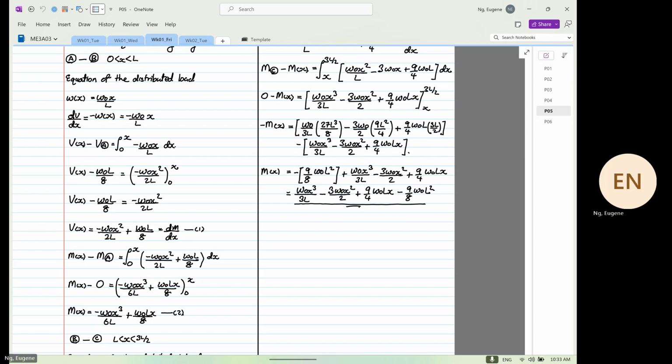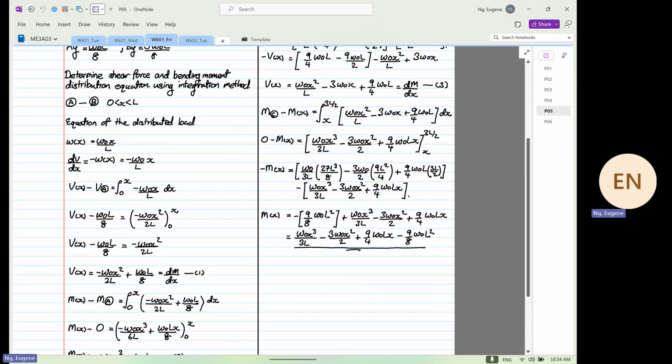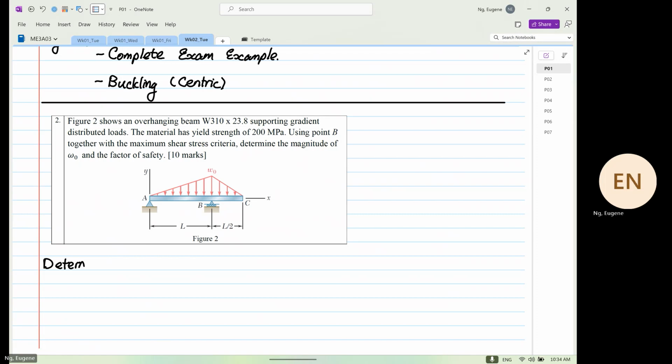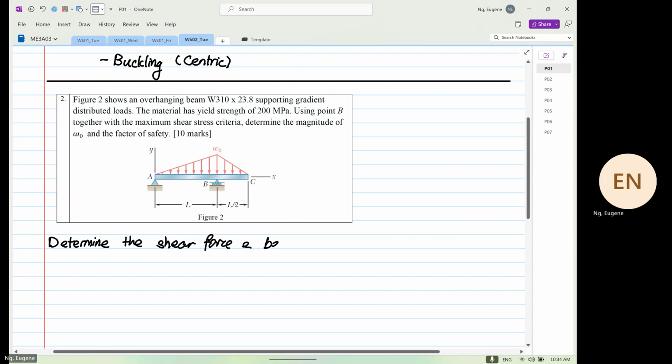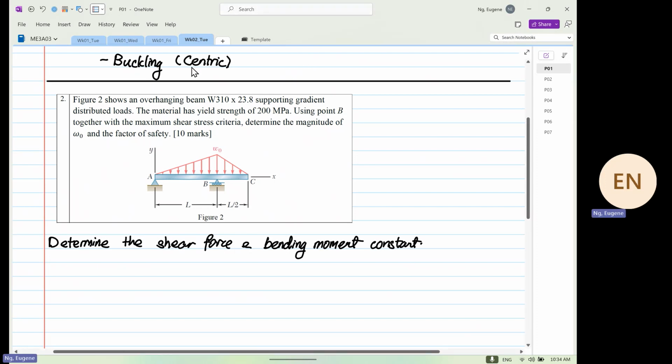So from here, what we are going to do is determine the shear force and bending moment constants. Some of you might ask, Eugene, why are we doing that? What are we doing that for?